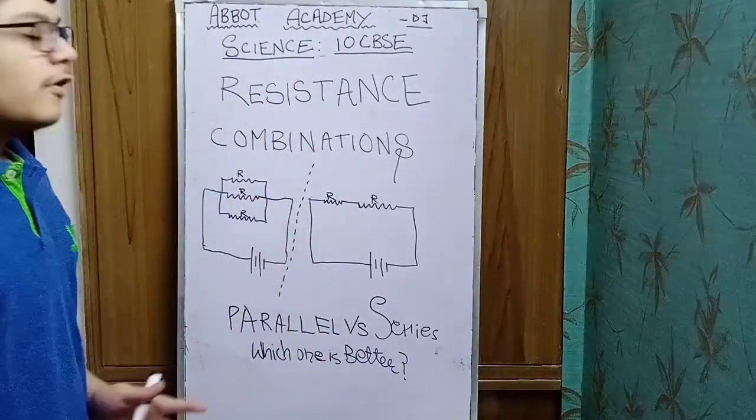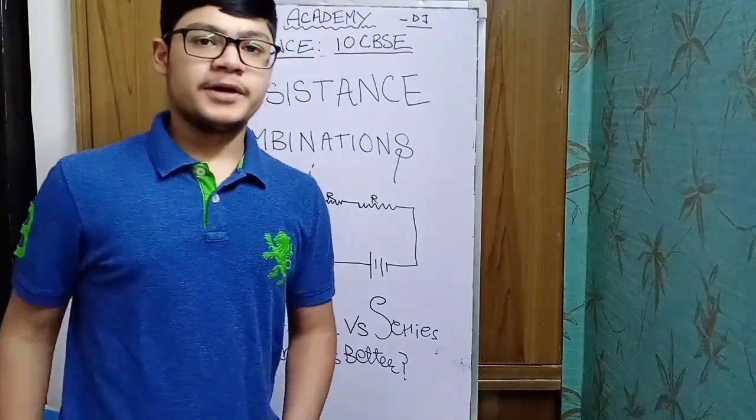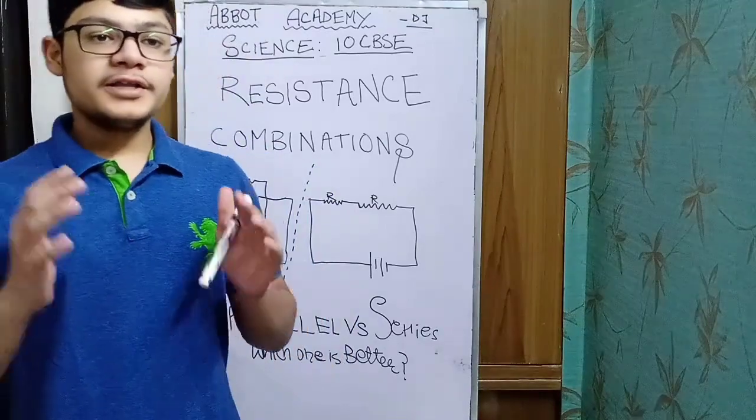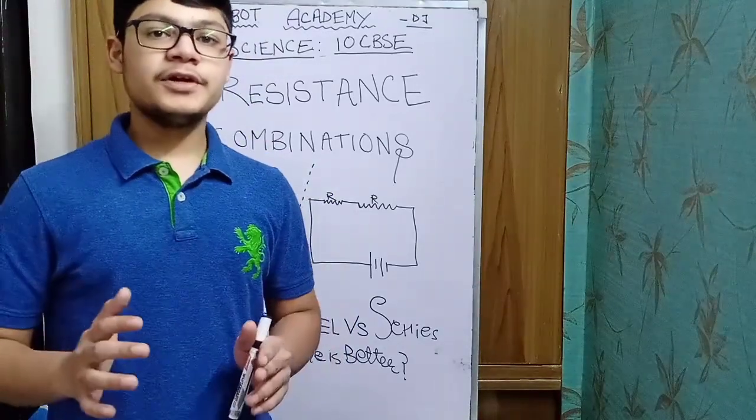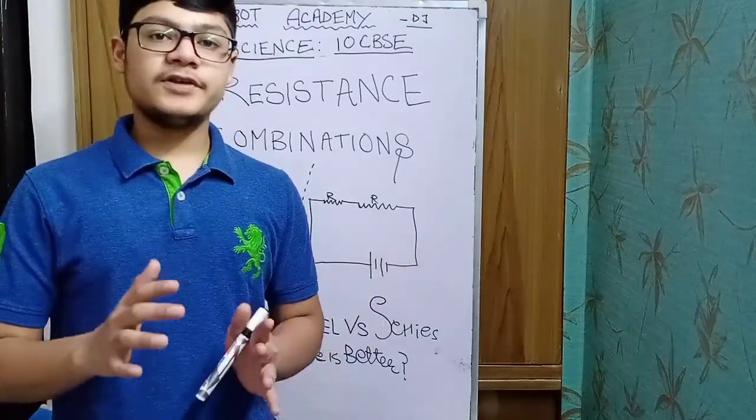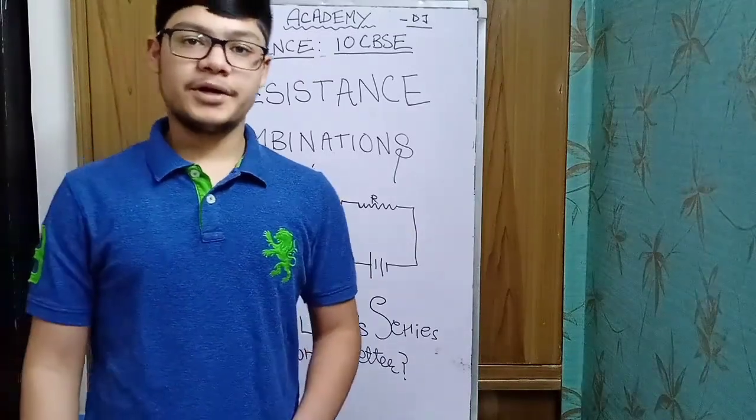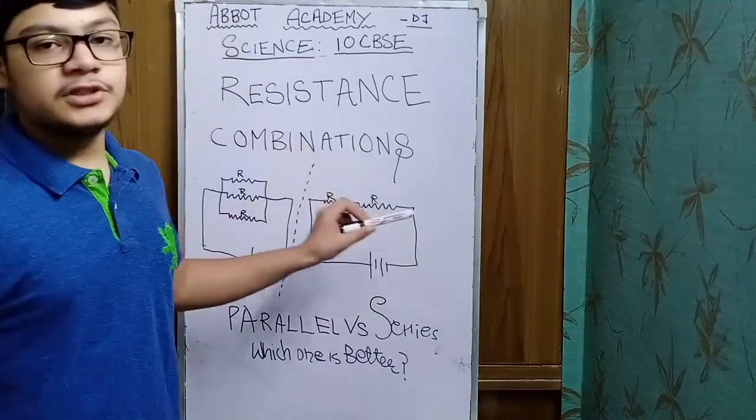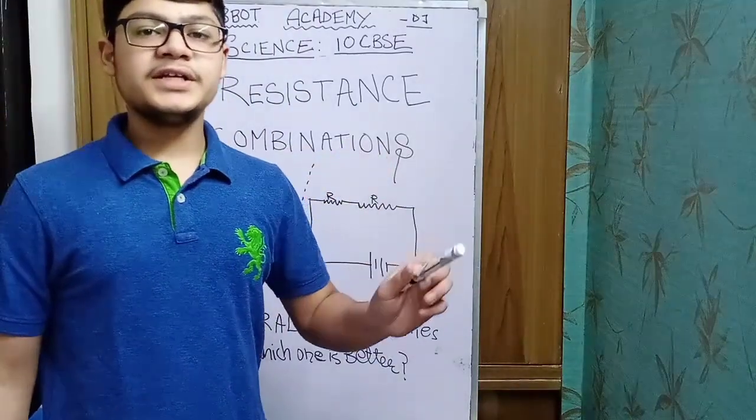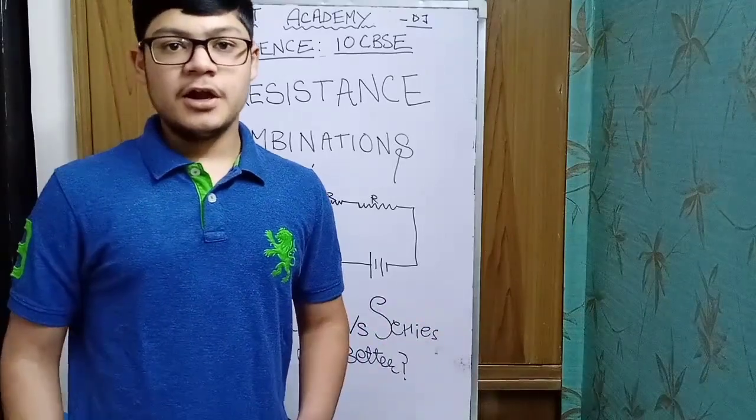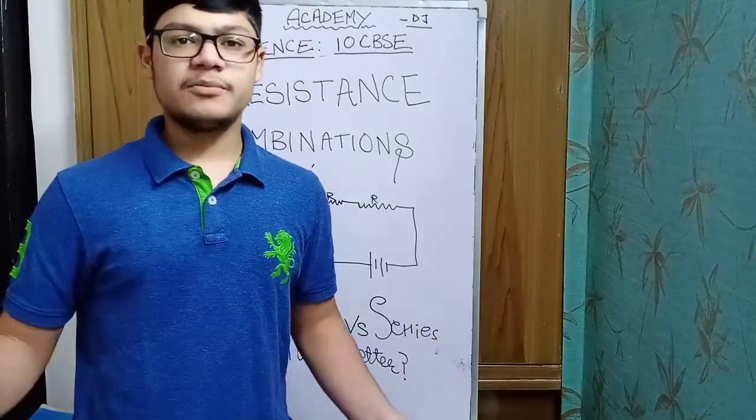So today we will be covering a very important topic from the chapter Electricity, class 10 Science. In this chapter, I've already made a video on the various formulas and definitions used. You can kindly watch the video through my channel Abbot Academy. And in this lecture, I will be covering the various resistance combinations used in the chapter Electricity. There are mainly two: parallel combination and series combination.